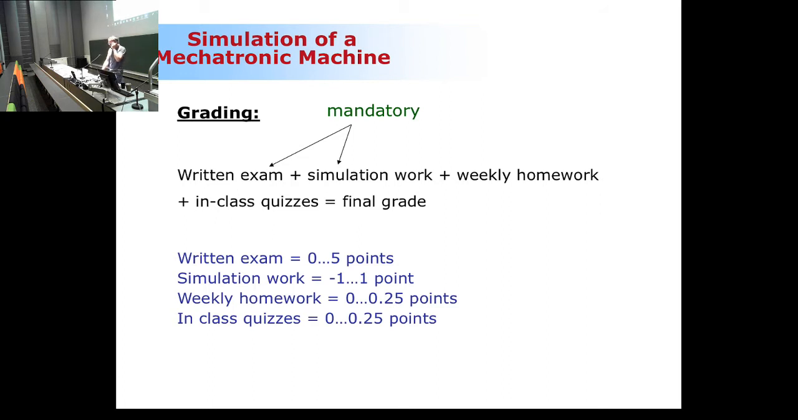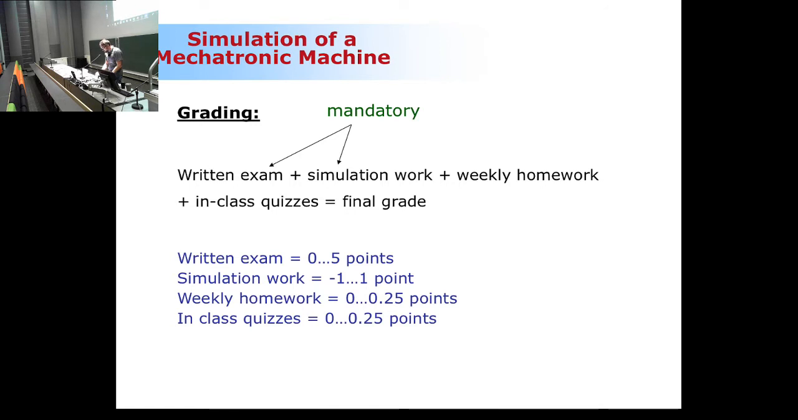So those are the two mandatory items. Then there is something that helps you to score high, if that's what you're expecting to do in this class. Those things are weekly homework, which is already available on the course Moodle site, and in-class quizzes. It makes sense to answer those in-class quizzes, because you can easily, in my mind, get some additional 0.25 points. So that's the formula. Let's see how it goes.